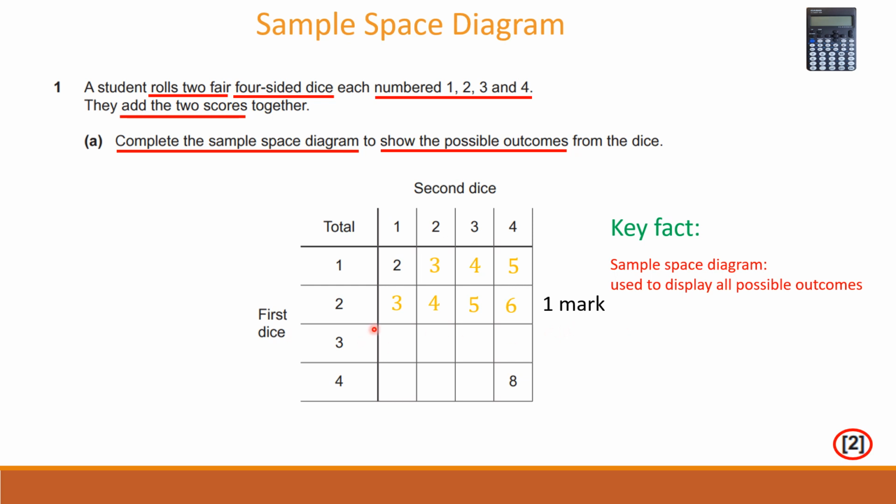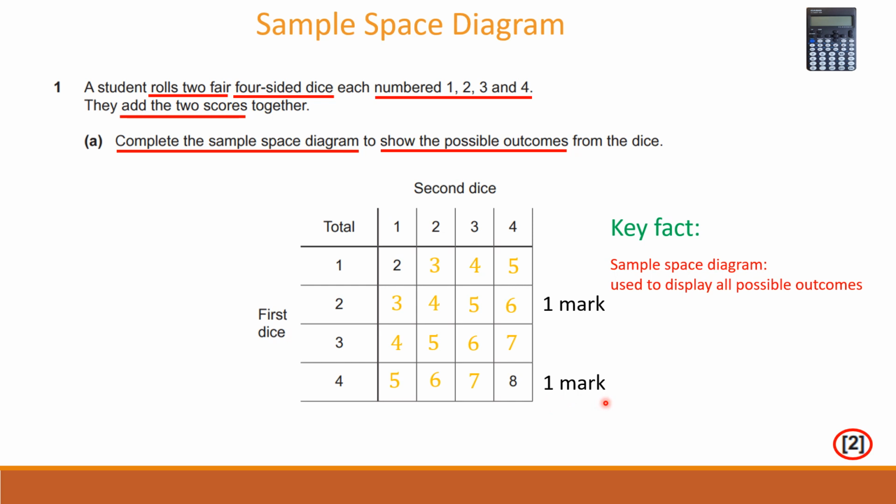Then I've got 3 plus 1 is 4, 3 plus 2, 5, 3 plus 3, 6, 3 plus 4, 7, 4 plus 1, 5, 4 plus 2, 6, 4 plus 3, 7, and this is the diagram completed. So this is for your second mark.